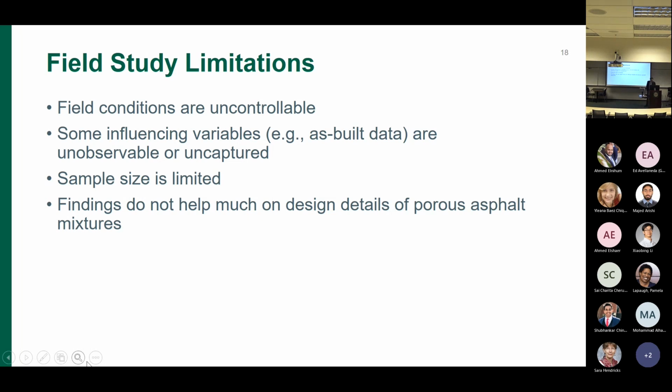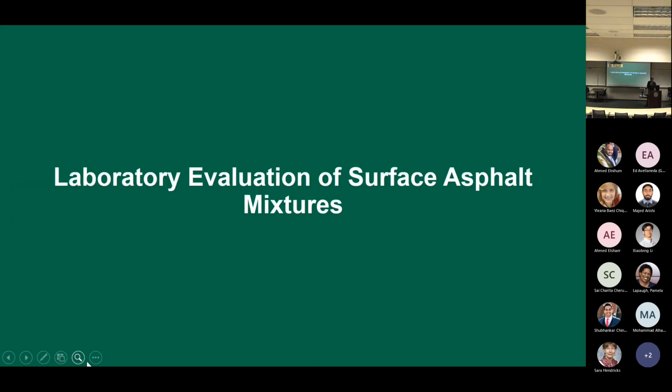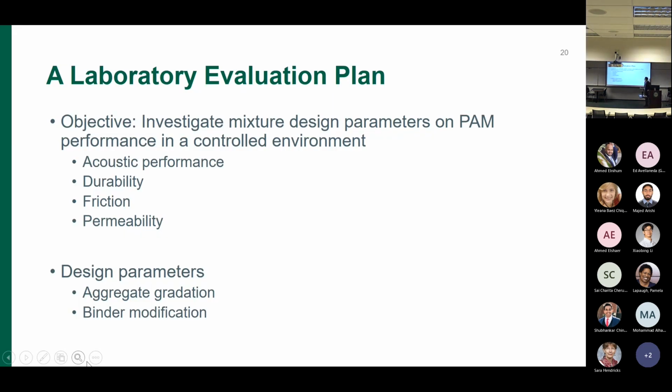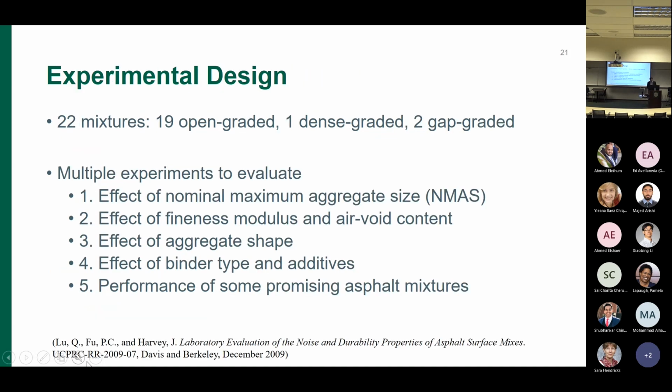To address these issues, we performed a lab study that includes a number of lab experiments. The objective of the lab experiments is to investigate the effect of mixture design parameters on the porous asphalt mixture performance in a controlled environment. The performance includes acoustic performance, durability, friction, and permeability, and the design parameters of the mix include aggregate gradation, content, and type. There's quite a lot of detail here, but I'm not going into detail.